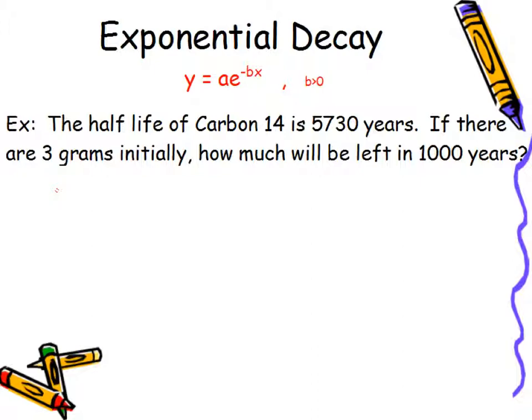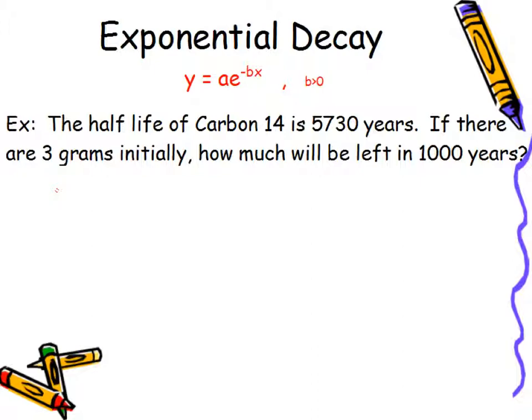And so on this problem it says the half-life of carbon-14 is 5,730 years. If there are 3 grams initially, how much will be left in 1,000 years? Okay, real quick reminder of a half-life. A half-life, which for carbon-14 is 5,730 years, means that it will take that many years for me to get rid of half of that substance. So if I start with 3 grams, it'll take the 5,730 years to end up with 1.5 of that.